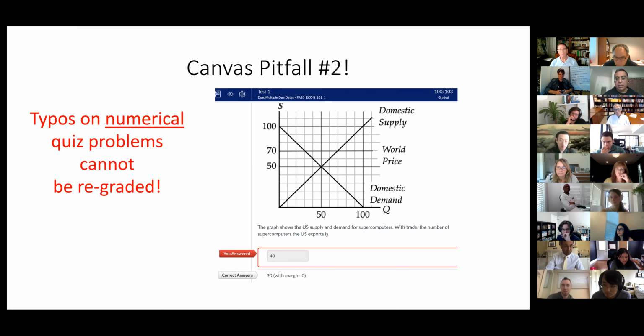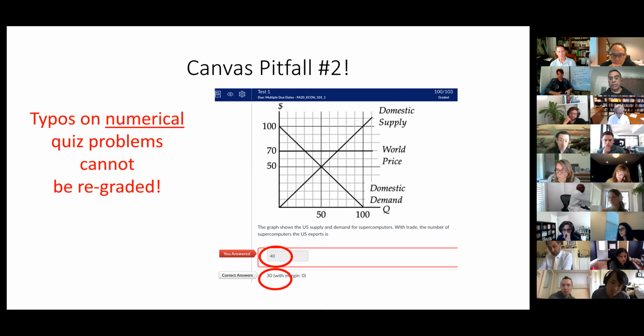On my midterm for my 101 students, in one particular question, the answer was 40, and what I had entered was 30. I realized afterwards that I had made a typo, but when I went back in and changed it, Canvas was unable to regrade. So I had to give a point by hand to all 110 students. There's no shortcut.